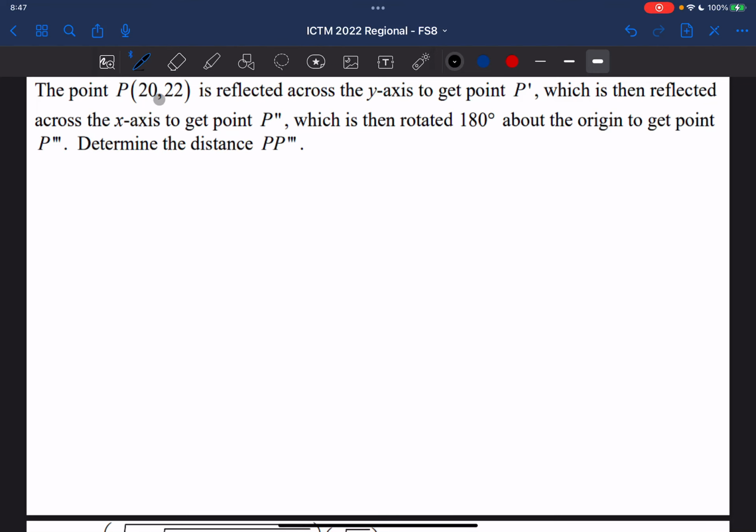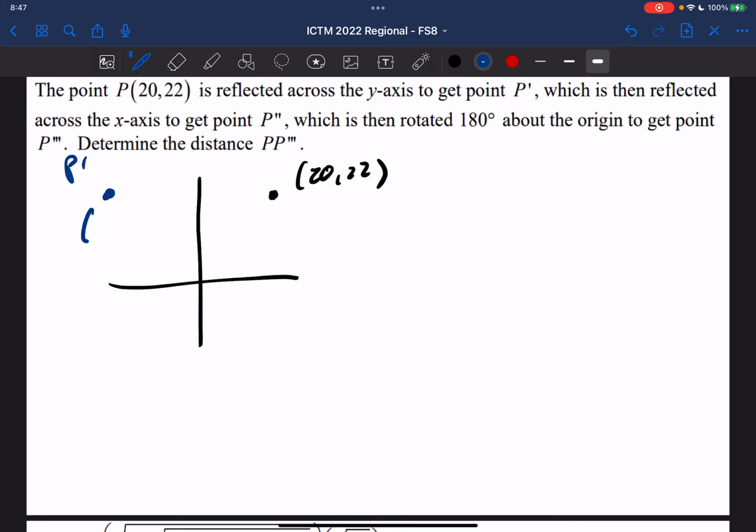Point P, 20, 22, is reflected across the y-axis. So when a point is reflected over the y-axis, it's going to end up over here, which means the y value stays the same and the x value is going to become opposite. Now it's then reflected across the x-axis, so that means it's going to become P double prime. So now it's the y value that becomes negative. So we have negative 20, negative 22.